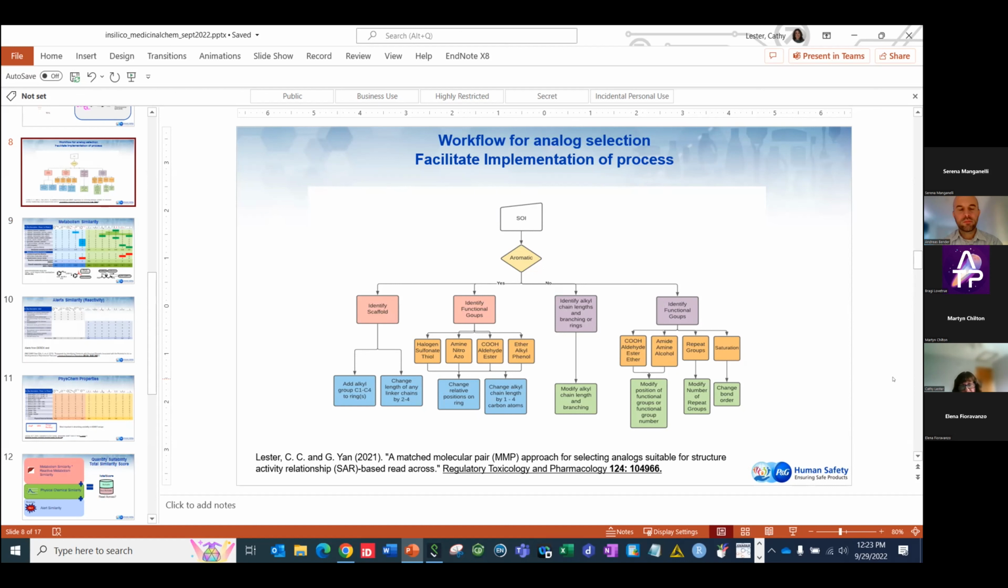That structural similarity is insufficient for justifying the use of a compound for read across. You need those biological and toxicological descriptors or information. That's right. Read across sounds easy, but it isn't in practice.